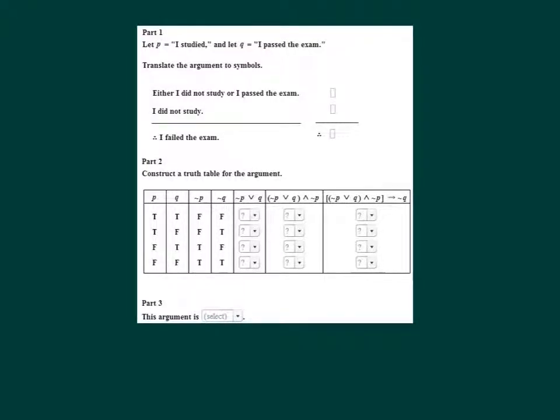Hey Jason, this is the problem you sent to me. Oh, by the way, I'm sick, so hopefully I don't sound too bad, but I'm going to try.